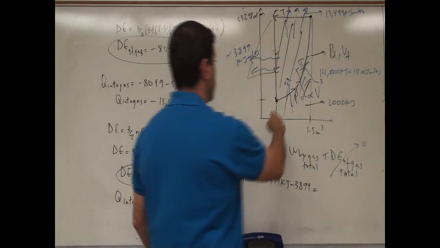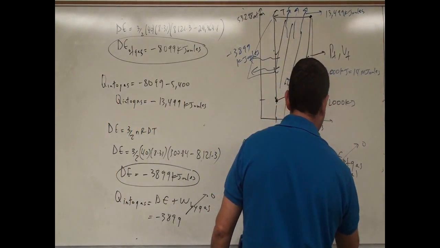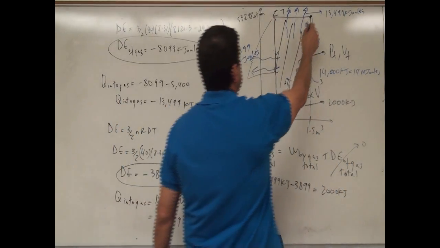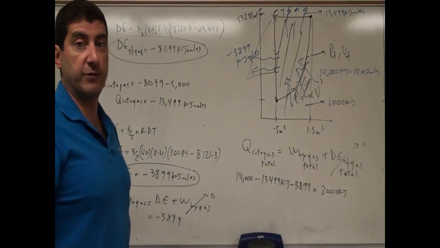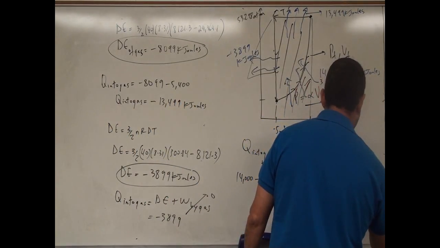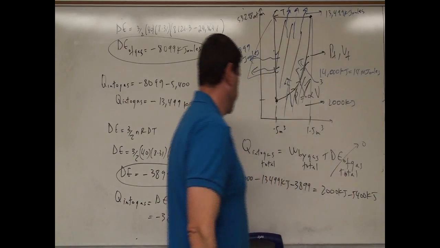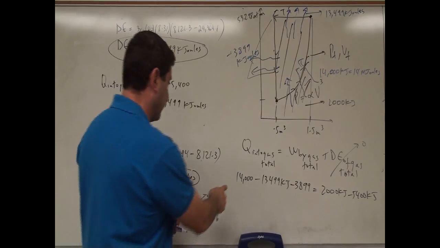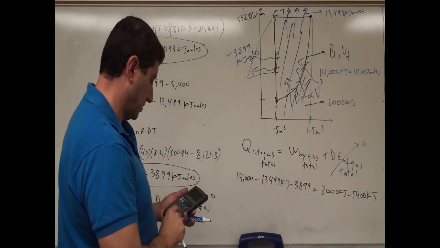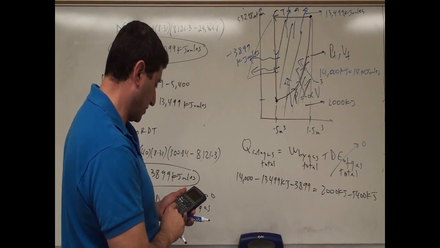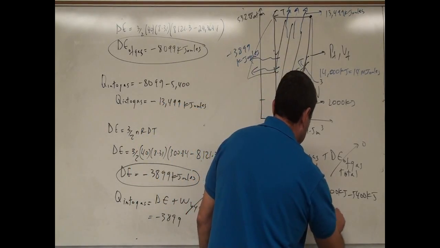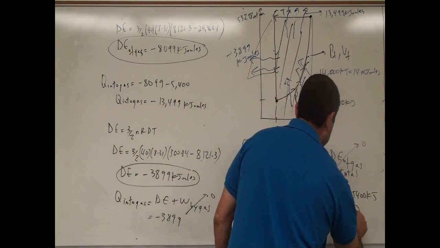What was the work done by the gas? The work done by the gas in going from here to here was 2,000 kilojoules, right? And then the work done by the gas in going from here to here, we said was 5,400 kilojoules, right? So if we add all of that up, we're going to have here 14,000 minus 13,499 minus 3,899. 400, negative 3,400 kilojoules. That's a big happy face right there, right?